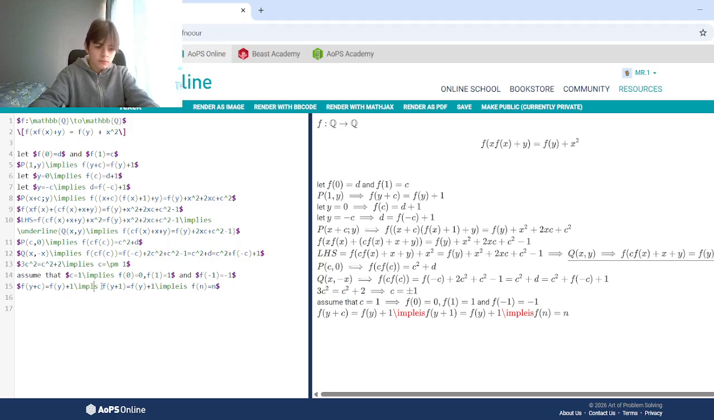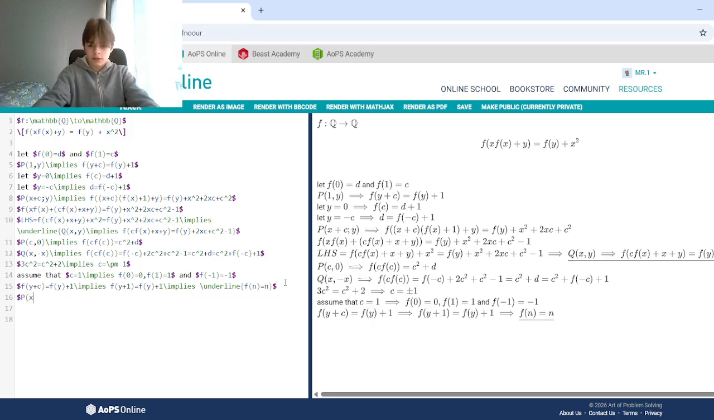Using induction, if we know that f(n - 1) is equal to n - 1, then we can put y equal to n - 1, and this will become n, so f(n) is equal to n. And for every integer, it can be negative also, we have f(n) equal to n.